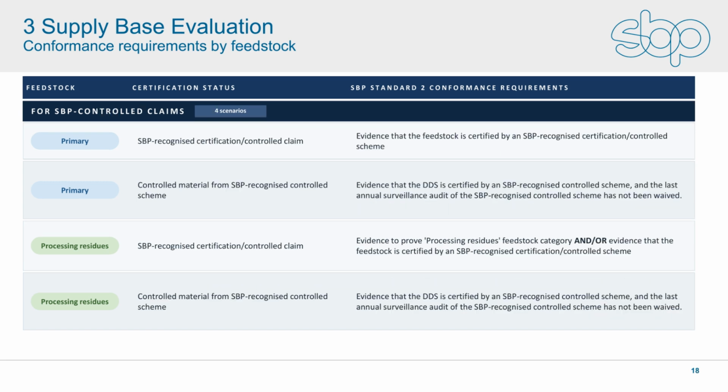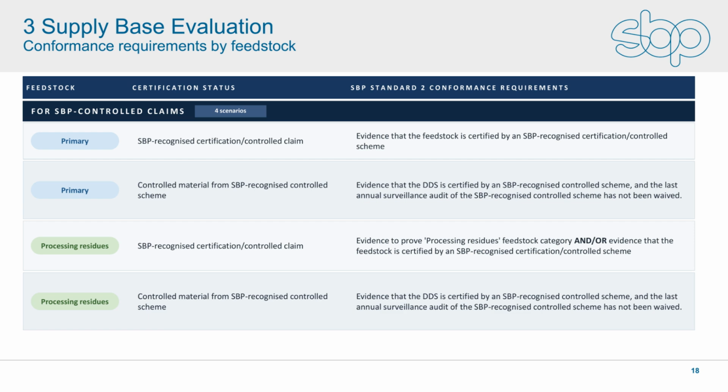Now let's turn to the parallel table for SBP controlled claims. The structure is the same. Feedstock category on the left, feedstock certification status in the middle, conformance requirements on the right, but the specific evidence the organization needs is different. And as a reminder, the same rule applies here. The certification status refers to what the incoming feedstock arrives with, not to what the biomass producer itself holds. Let's walk through the rows.